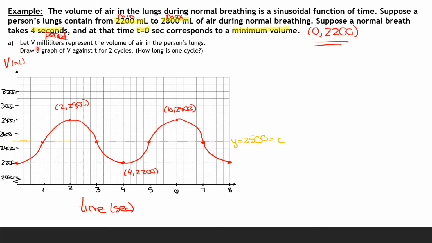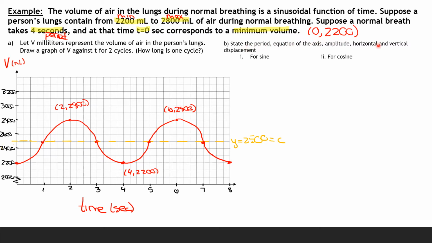So back to the question, it said draw a graph of V against T for 2 cycles. So we needed to know how long one cycle was, so that was 4 seconds. So there is our graph. Lovely. Part B: state the period, equation of the axis, amplitude, horizontal and vertical displacement for sine and for cosine.